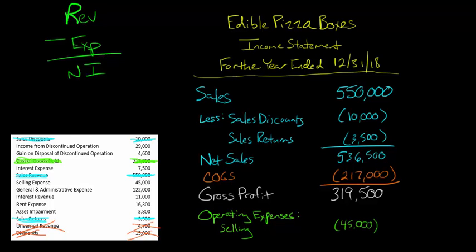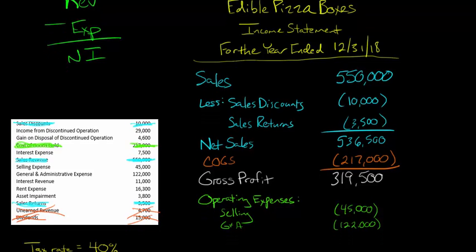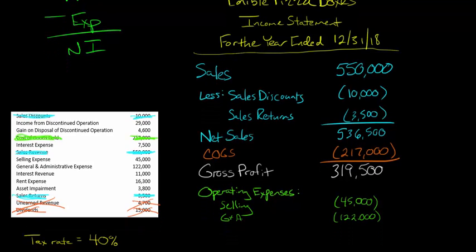And then we've got this general administrative. That's like salaries and stuff for the CEO, G&A, and that is $122,000. And then we also have rent expense. So rent generally is an operating expense, and that's $16,300.